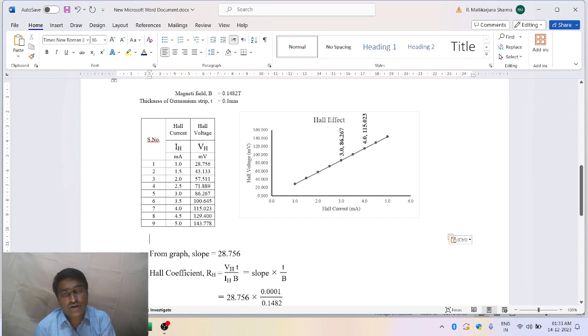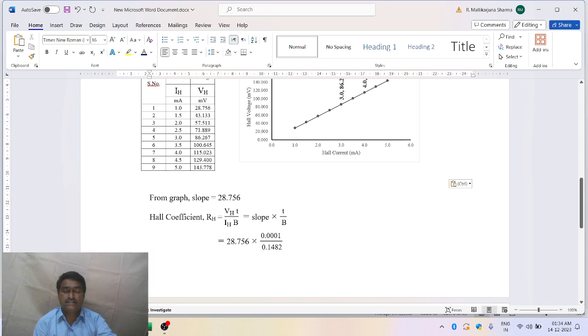It is 115.023 minus 86.267, and subtracting these we get 28.756 as the slope.